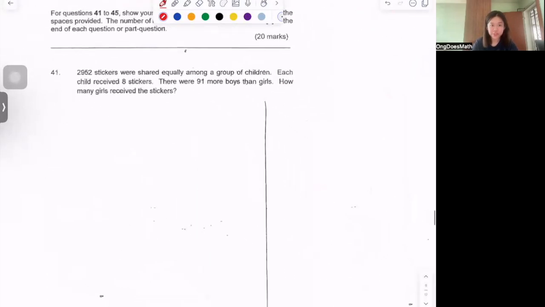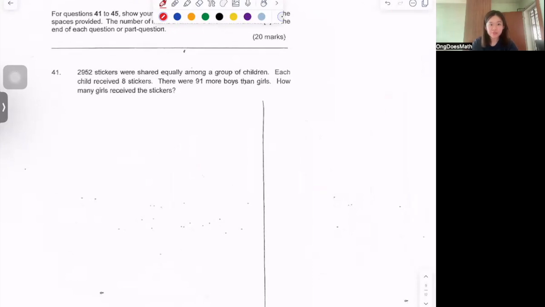We move on to section C. 2952 stickers were shared equally among a group of children. Each child received 8 stickers. There were 91 more boys than girls. How many girls received the stickers? So it was split into 2 different models. The first model shows the number of children. And the second model will show you the number of stickers.